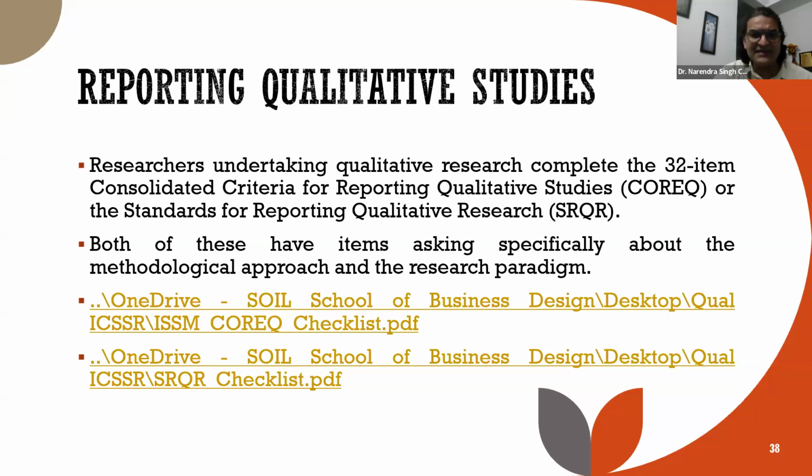And there are certain parameters due to which we are at times using it. There are certain parameters on the basis of which I am using that. Whatever questionnaire I am using, there are certain standards, that is the 32-item Consolidated Criteria for Reporting Qualitative Studies, or the Standards for Reporting Qualitative Research. So you need to work a little bit on it. So particular things have to be there. I shared that document at a later stage.